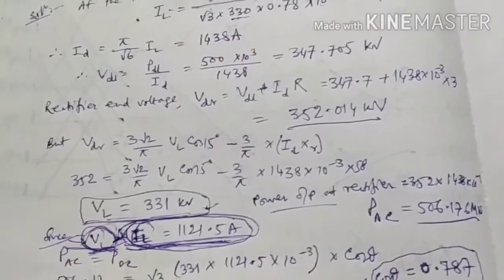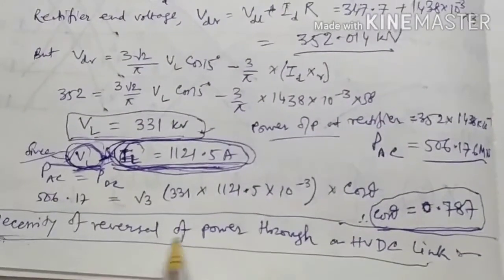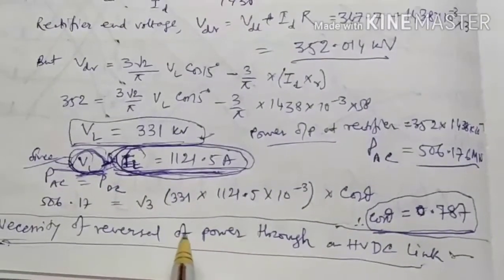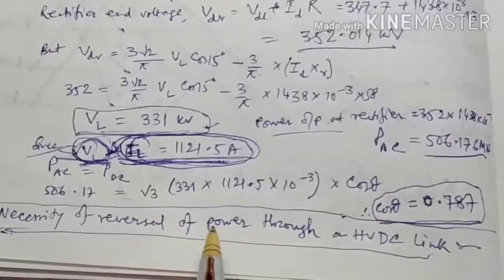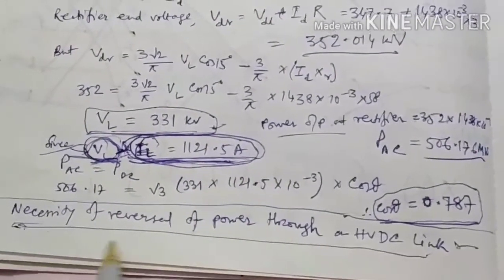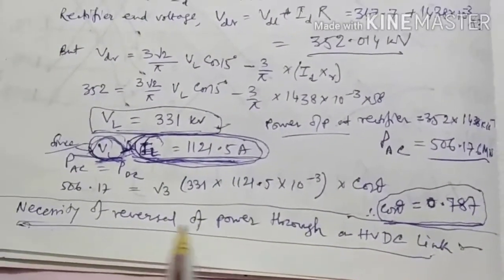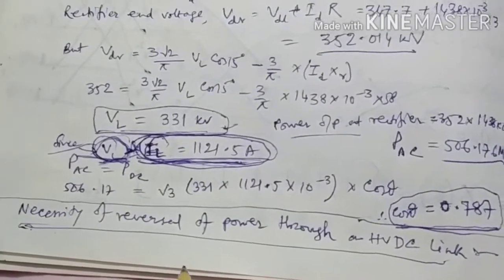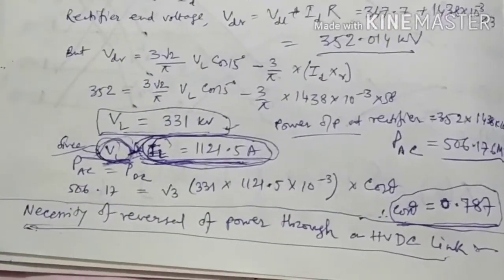Number 4, during frequency oscillation in the AC system, the power flow through the DC line is modulated to dampen the oscillation. So those are the 4 major necessities for power reversal through an HVDC link.